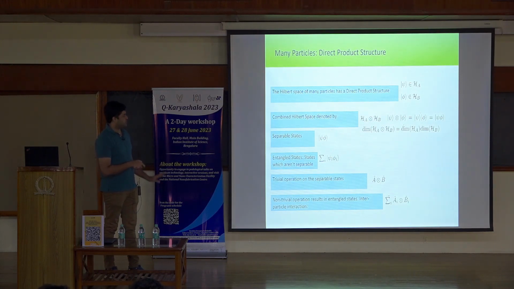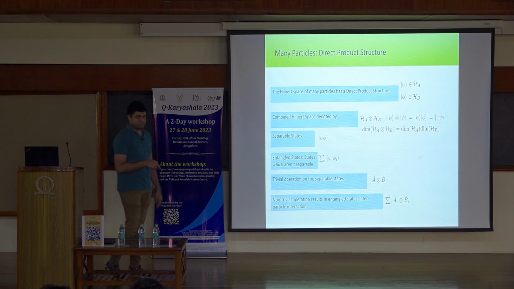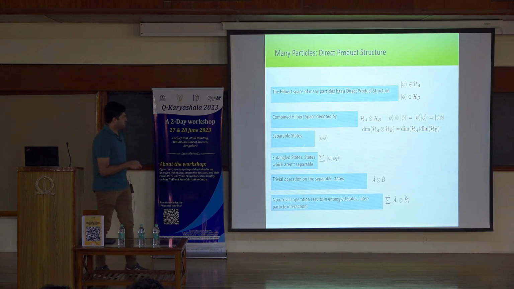We'll only look at the pure state formulation. The proper description comes in the language of density matrices, but we'll only look at the state vector formulation here, right? So these are known as separable states. Entangled states are those which can't be separated in this way. There's a lot of them in the Hilbert space. Okay, so that's good.